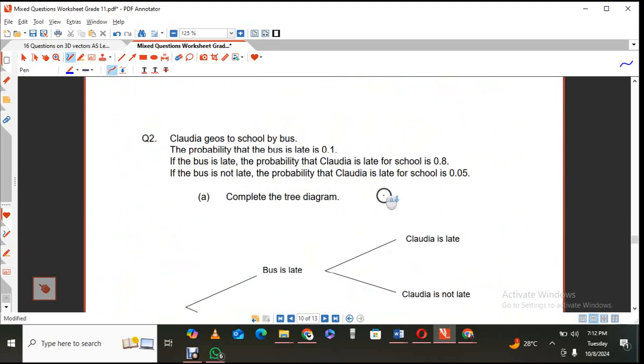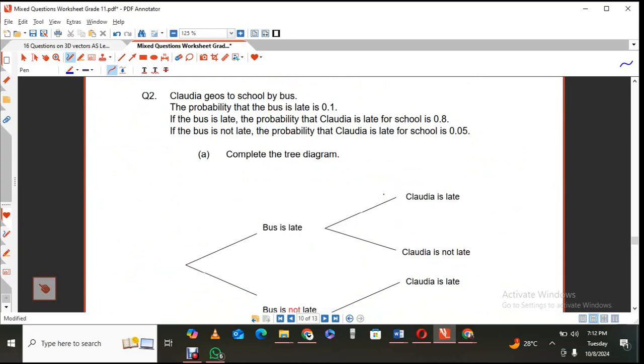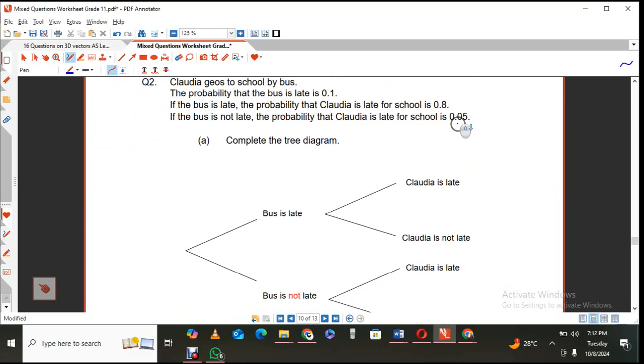Right, question 2. Claudia goes to school by bus. The probability that the bus is late is 0.1, so late will be 0.1 over there. And I know here along the branch it should add up to 1, so this is going to be 0.9. That's what you add there to give you 1. If the bus is late, the probability that Claudia is late for school is 0.8. So if that is 0.8, then this one over here should be 0.2 because that should give you 1 again.